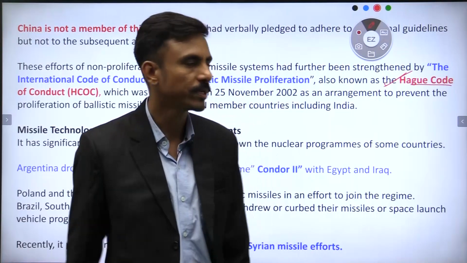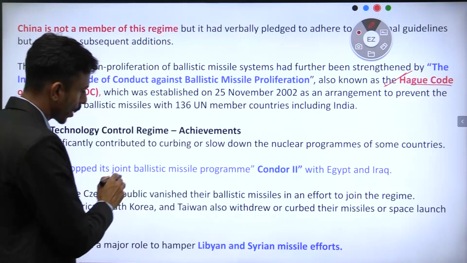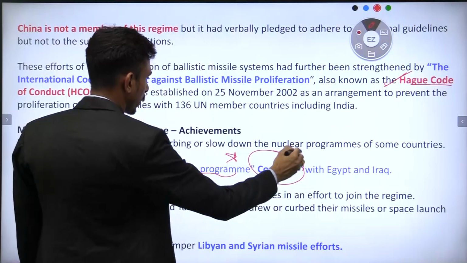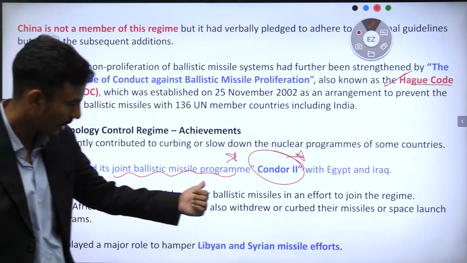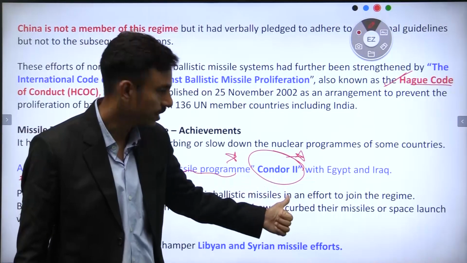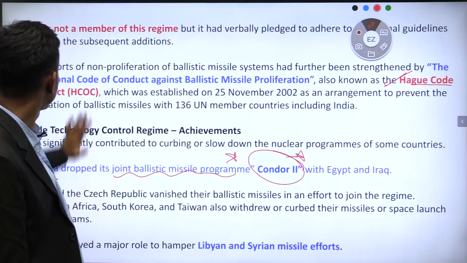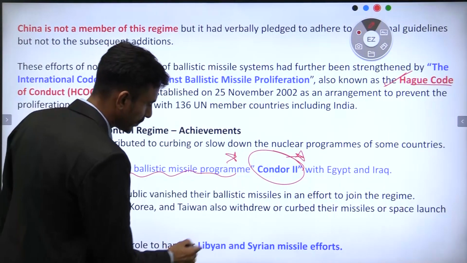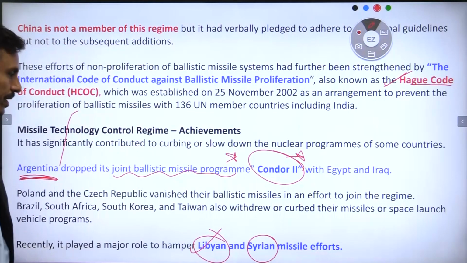There are various achievements of the MTCR. For example, Argentina recently dropped its joint ballistic missile program called Condor 2nd with Egypt and Iraq. Very important. Argentina dropped it because of its being a member of the MTCR. Similarly, the MTCR recently played a very important role in hampering Libyan and Syrian missile efforts, right? Missile efforts in Libya and Syria.